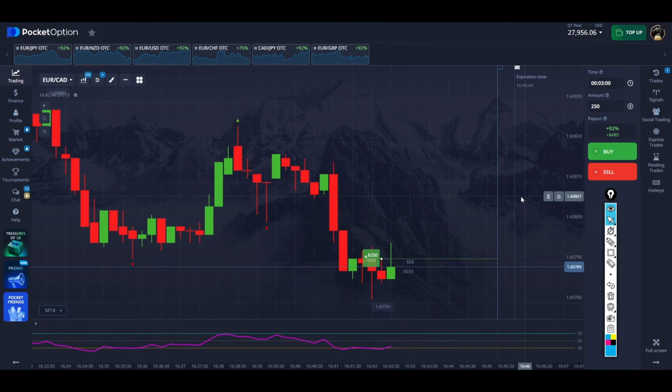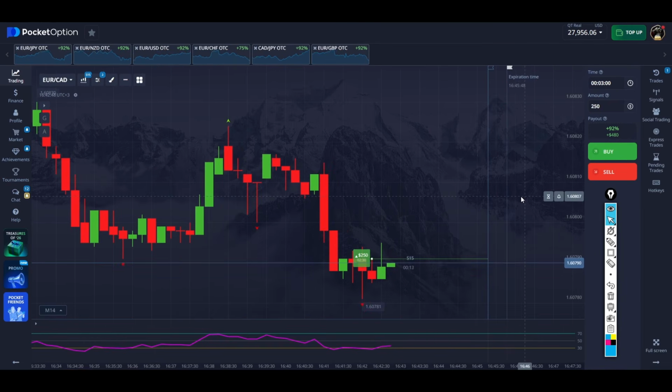This strategy works well both on the OTC market and Forex. The key is choosing the right expiration time.